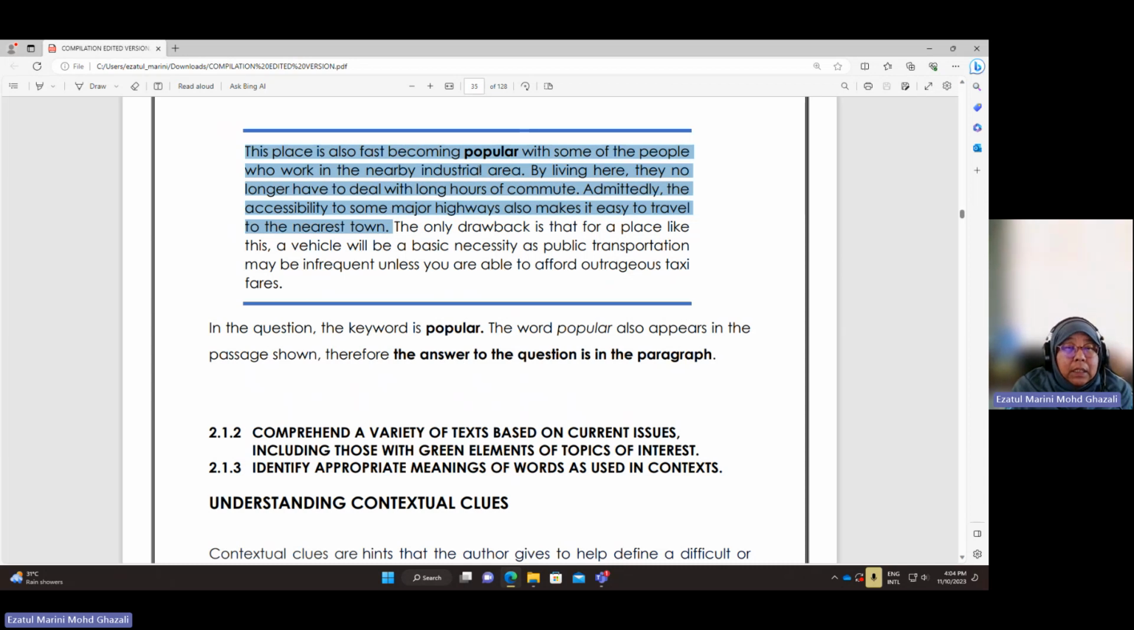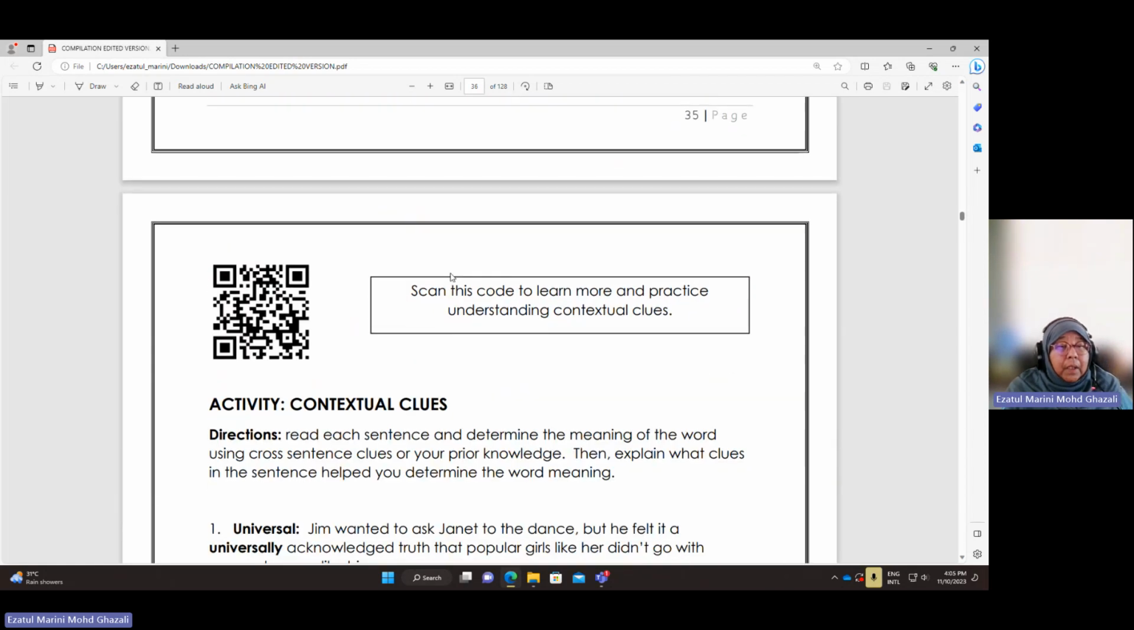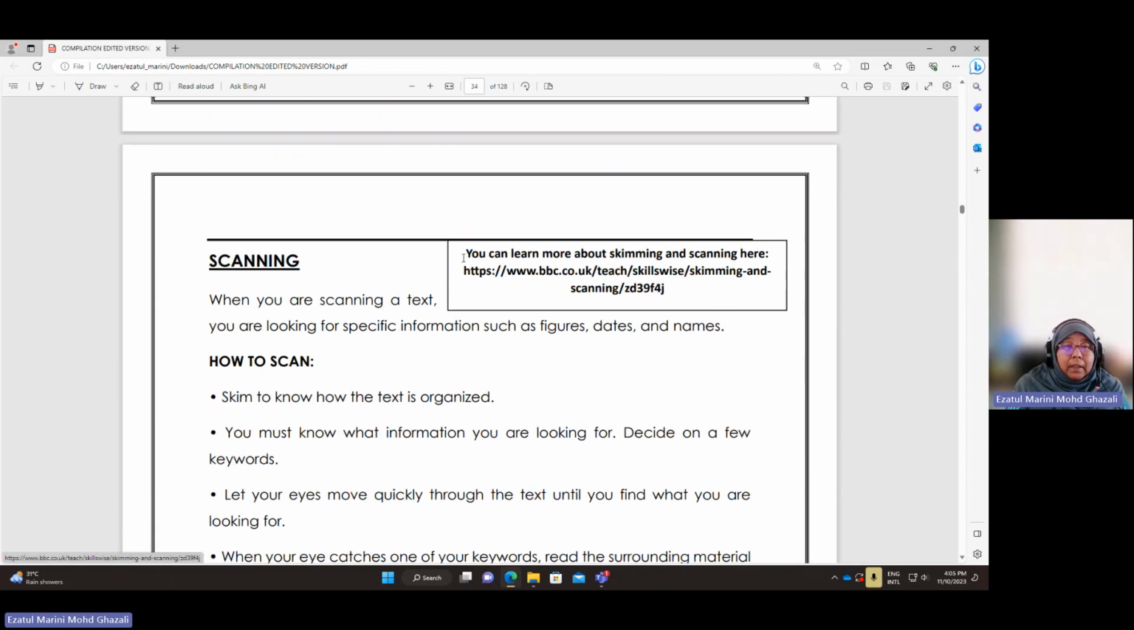So we can see here in the answer there is an industrial area, so it is easy to travel, okay? And then no need to commute for a long time. So the answer will be close to new commercial hub. Do you see? Alright, okay.